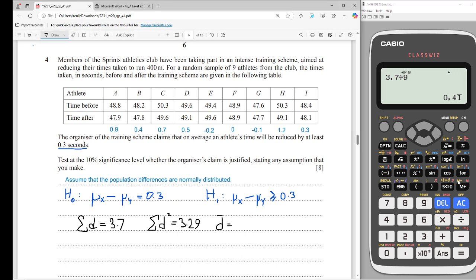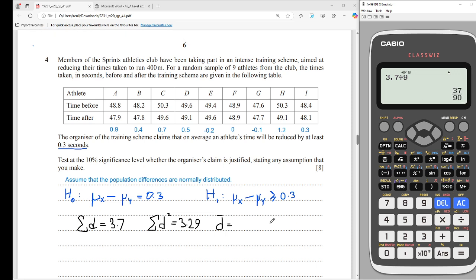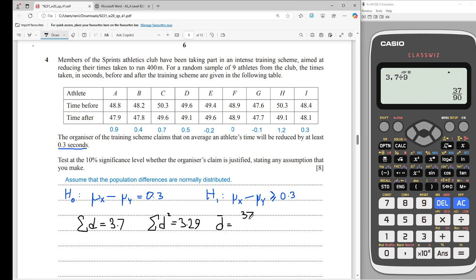So it's equal to, our fractional form will be 37 over 90, but our real form that we're going to be specifying in our sheet will be 0.411.